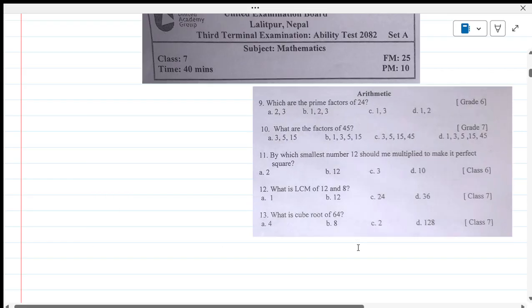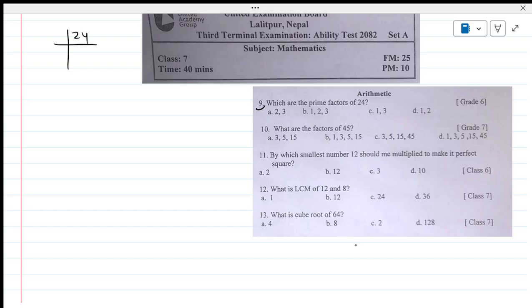Okay, so here it is the same. Which are the prime factors of 24? Right, number 9. So when you break 24, which prime factors can we have? We have to give the options here. So let's make the prime factorization of 24. First, it can be divided by 2 because it's an even number. 2 ones are 2, 2 twos are 4, and it's still an even number, 12. Again it gets divided by 2, 2 sixes are 12.